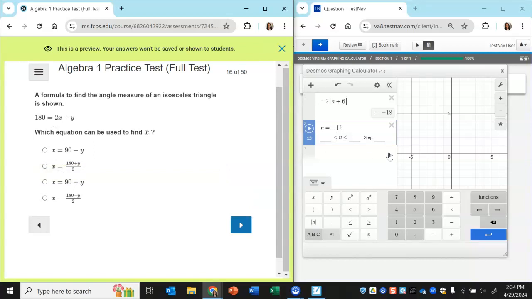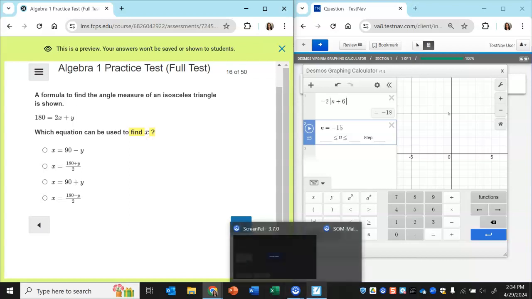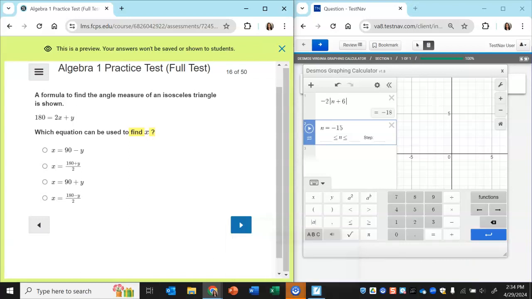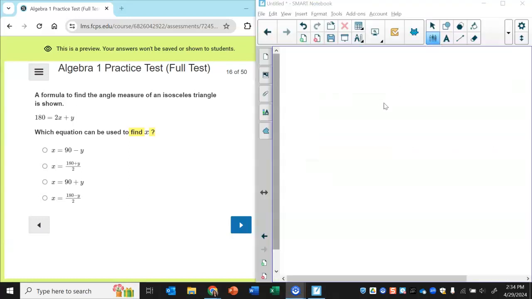All right, a formula to find an angle measure of an isosceles triangle is shown. Which equation can be used to find x? So this is one of those weird problems we saw in class where you have to kind of solve for x. There's not much Desmos can do here, but I'll show you how to do this. So I'm going to go ahead and write 180 equals 2x plus y. And it's asking me to solve for x, this variable right there.